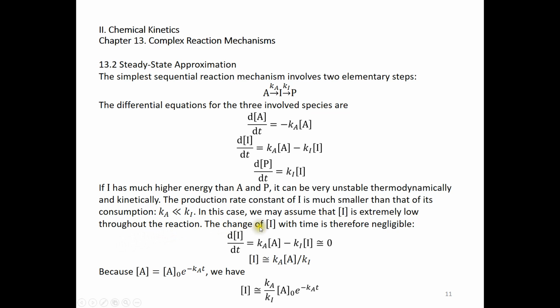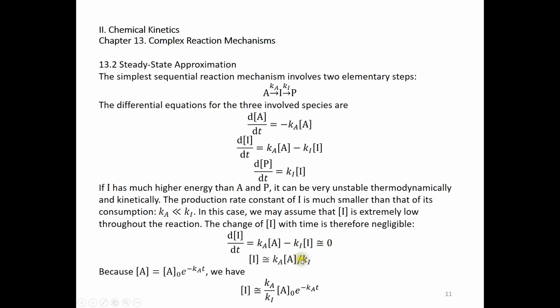The change of the concentration of I with time is therefore negligible. Therefore, d[I]/dt is approximately 0. And we know the analytical expression of d[I]/dt. That's k_A[A] minus k_I[I]. Over here, k_A[A] is the production rate of I, k_I[I] is the consumption rate of I. So we have this approximately equals 0.